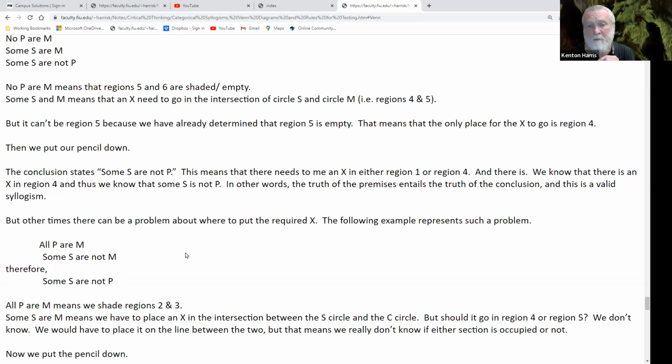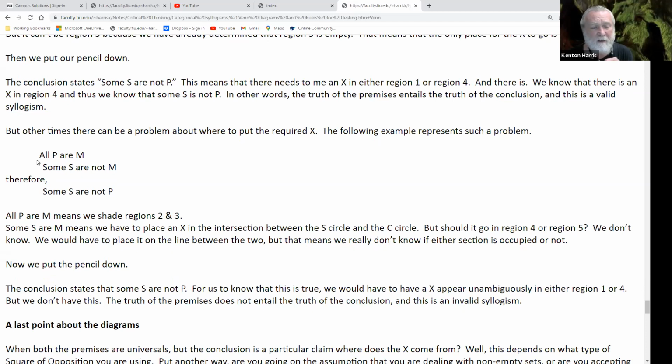But other times there can be a problem about precisely where to put the X. The following example represents such a problem. Take the syllogism: All P are M, some S are not M, some S are not P. This is an A-O-O claim. The M's are stacked up on the left-hand side, rather. So again, this is figure 2, just because I thought I'd tell you.